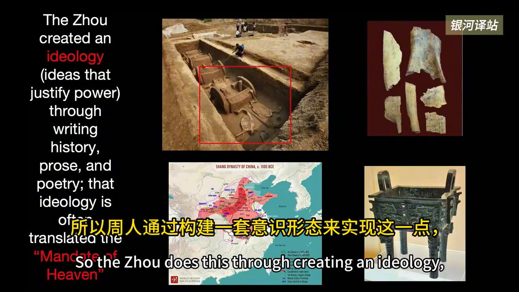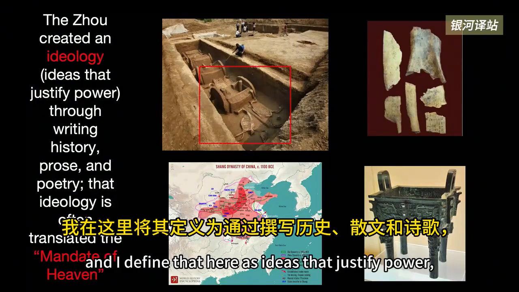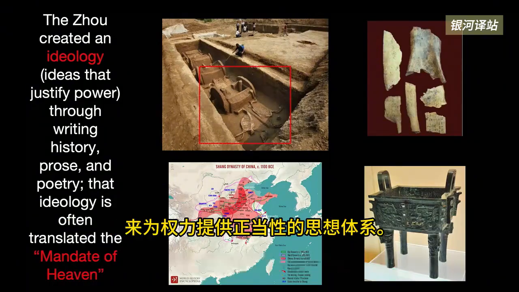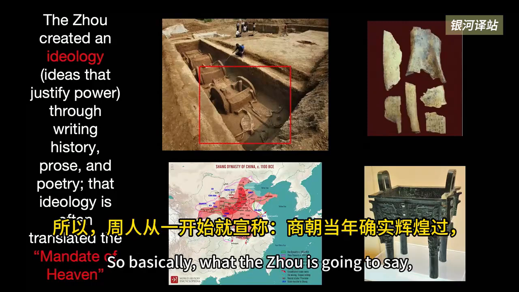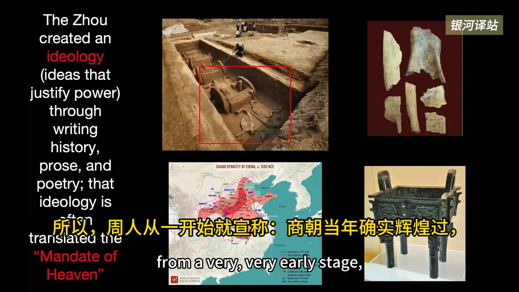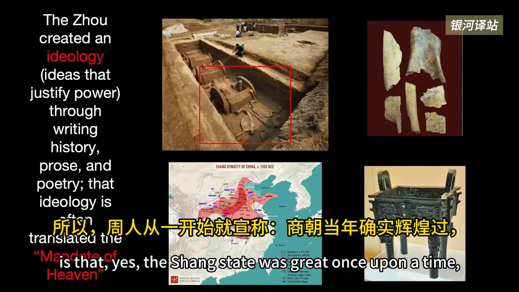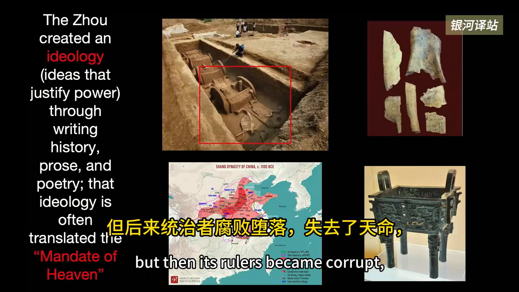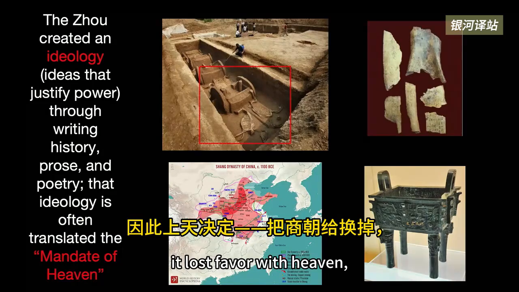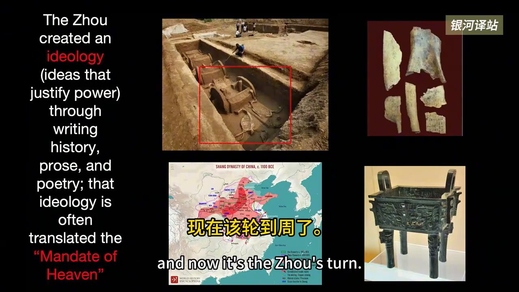So the Zhou does this through creating an ideology, and I define that here as ideas that justify power, through writing history, prose, and poetry. And oftentimes this catch-all phrase to that ideology is known as the mandate of heaven, okay? So basically what the Zhou is going to say from a very, very early stage is that, yes, the Shang state was great once upon a time, but then its rulers became corrupt, it lost favor with heaven, and so therefore heaven basically said, let's kick out the Shang, and now it's the Zhou's turn.